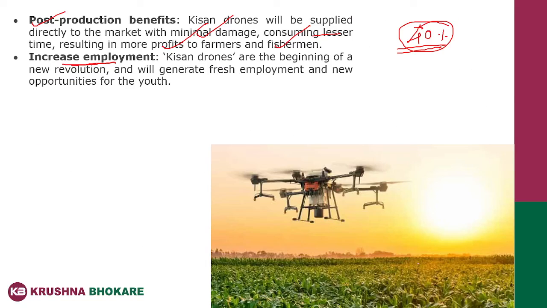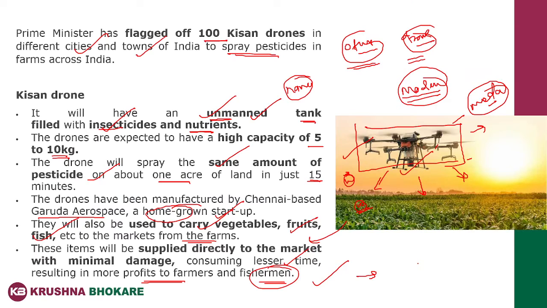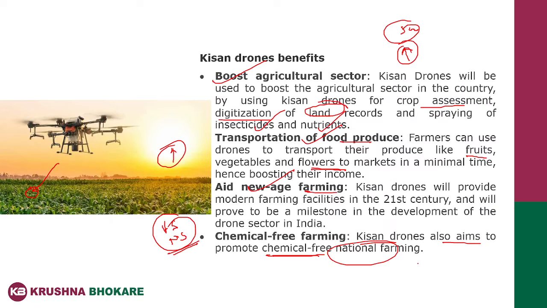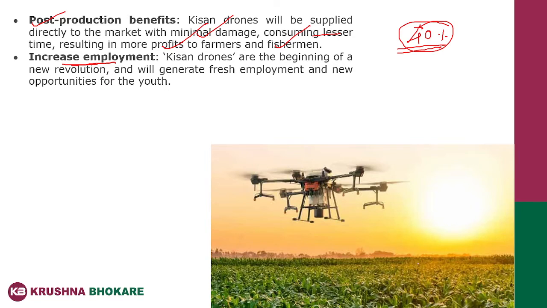So guys, that was all about the Kisan Drone Scheme, the best scheme the government has recently launched, and it can help in increasing productivity and production of the agriculture sector and modernize Indian agriculture with the help of the Kisan Drone Scheme.